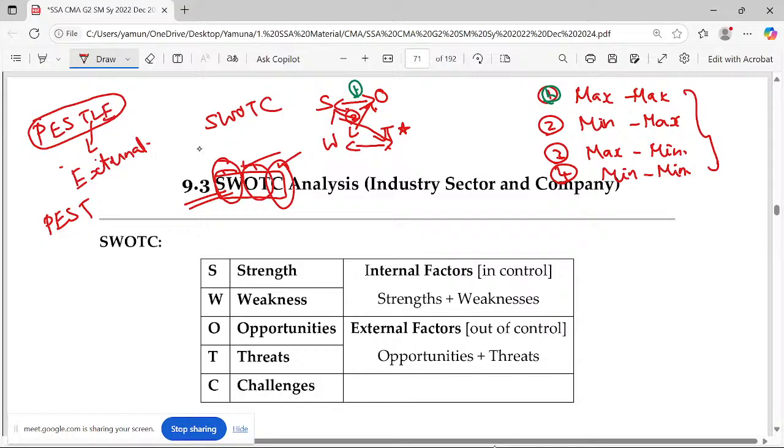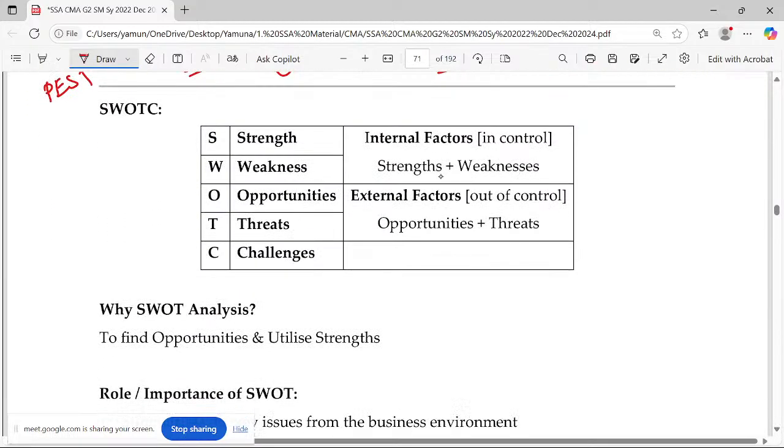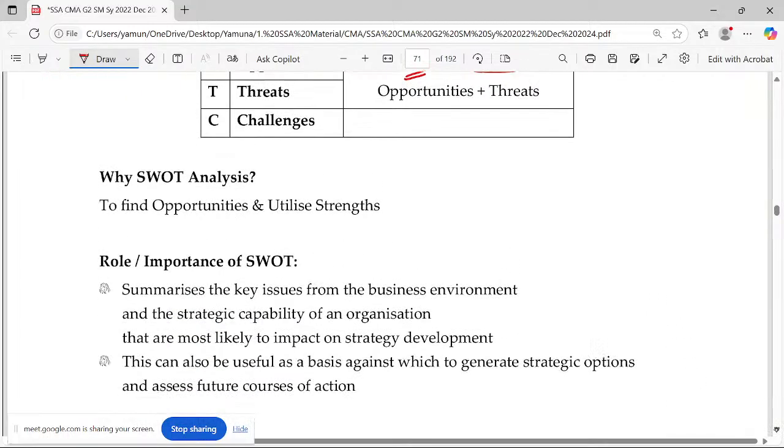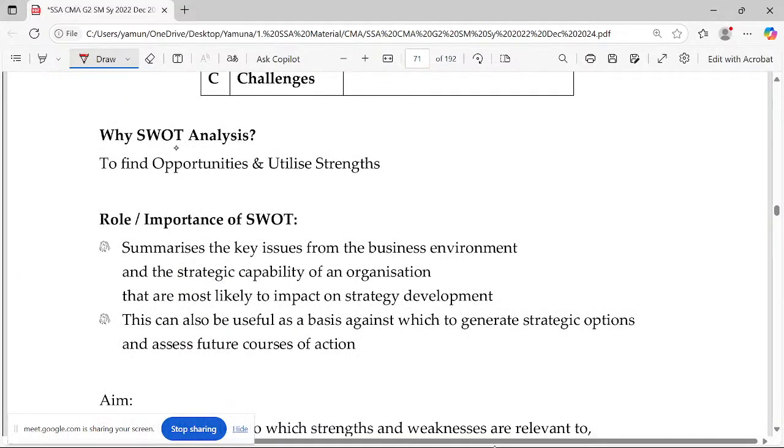Actually, SWOT analysis can be done industry-wise, which means for industry to industry we may be doing the analysis, or we can go for our own company alone. When we talk about the internal factors, they are in our control. When we talk about the external factors, they are out of our control. Why do we need to analyze the environment, internal and external? That is why we need to use SWOT analysis, to easily find the opportunities and utilize the strengths.